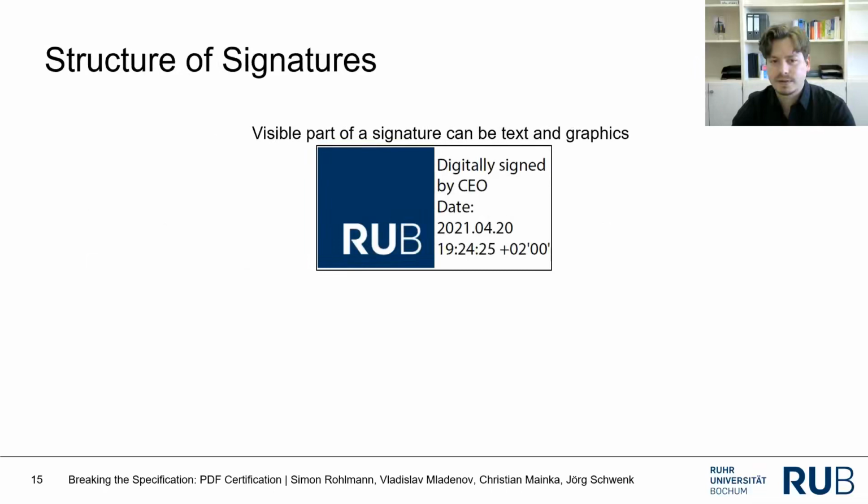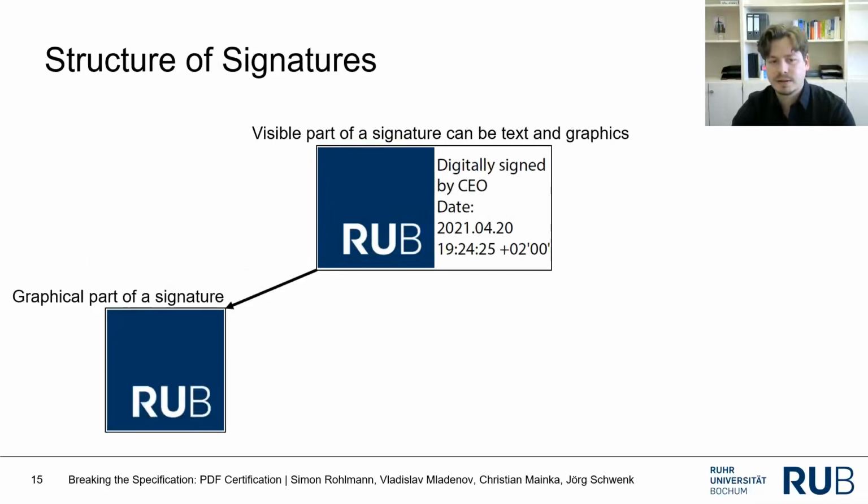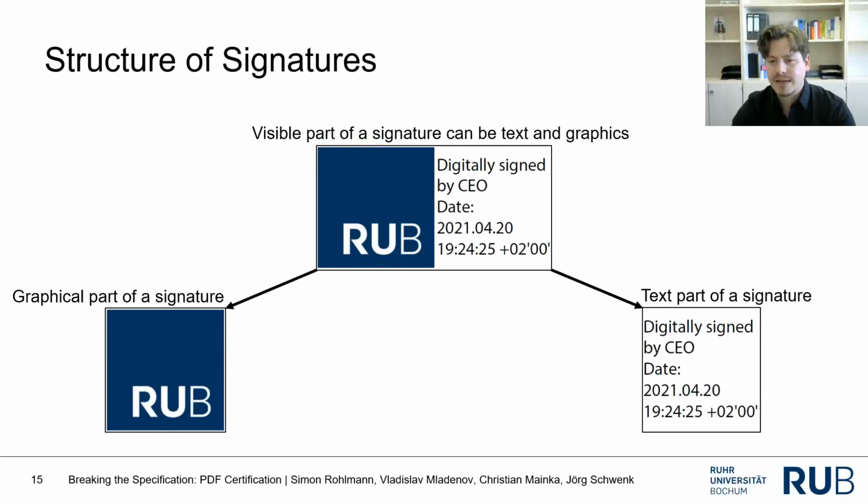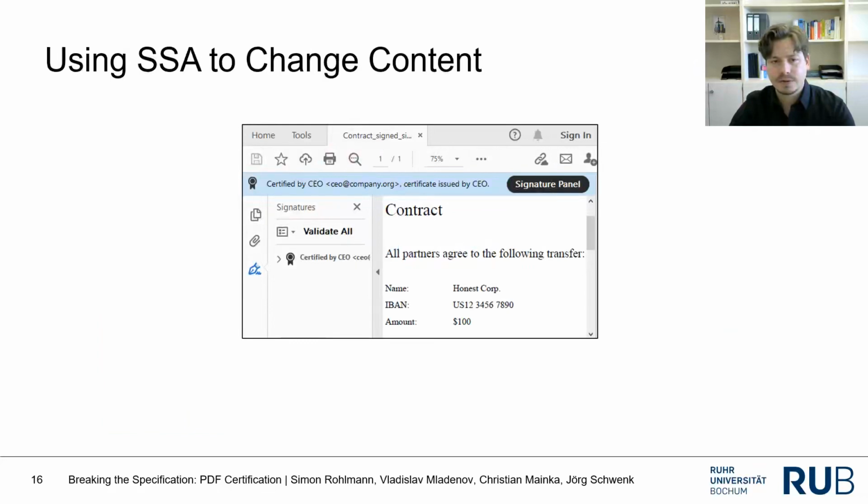On this slide you see the visible part of a signature. As you can see, there's a graphical part, and also a text part, and both parts can be chosen by the attacker. So let's use SSA to change content in a certified document.